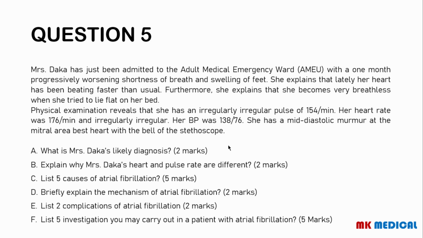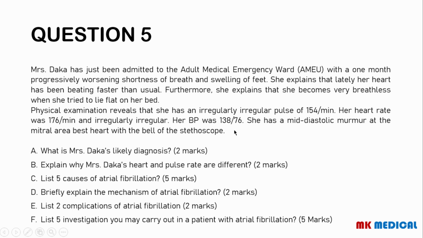So let's see what we're trying to do here. We have a patient admitted to the adult medical emergency unit with progressive worsening shortness of breath over a month and swelling of the feet. She is complaining of her heart beating faster than usual, so obviously she has palpitations and tachycardia. Then she becomes very breathless when she lies flat on the bed, which you refer to as orthopnea. And her pulse is irregularly irregular, so that's a hint you've been given there. Her pulse is 154 beats per minute, and her heart rate is 176 beats per minute, also irregularly irregular.